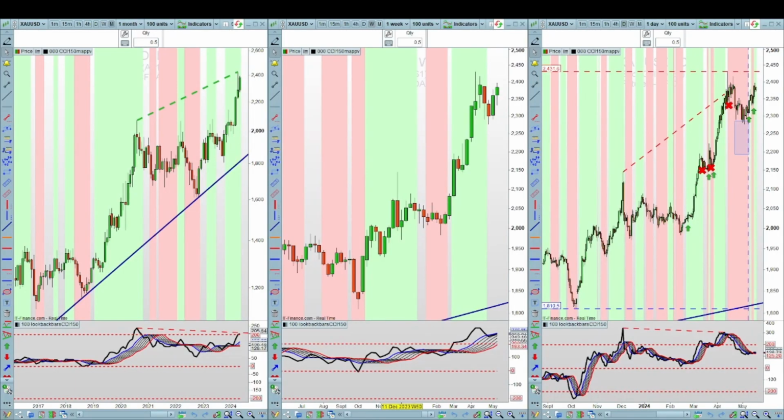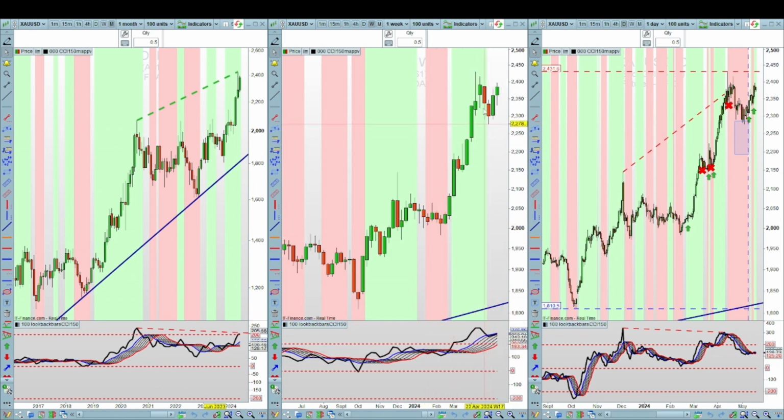So first off with gold, what I've got here is the monthly, the weekly and the daily charts, and at the bottom you can see there the CCI 150 for each of those, and where the CCI 150 on the monthly, for example, has broken above the moving averages, I've got a color code here on the chart that shows a bullish movement when it's green, and when it's red or pink it's below those moving averages.